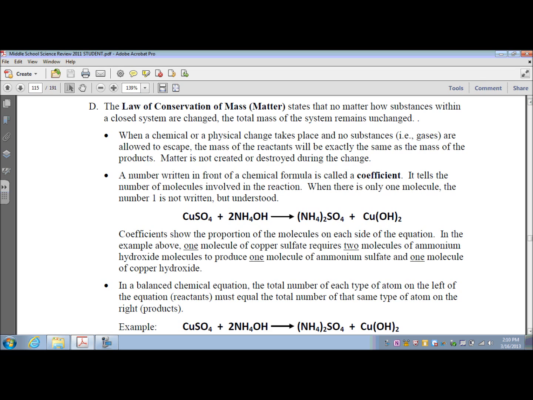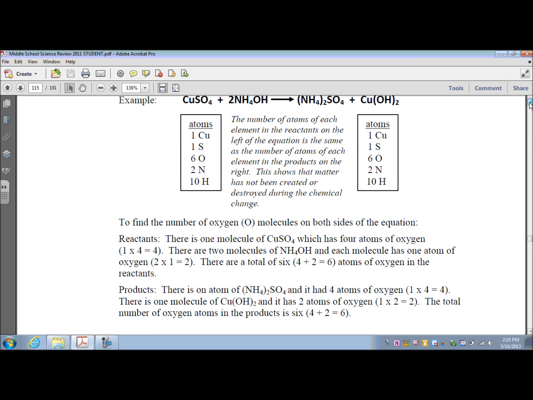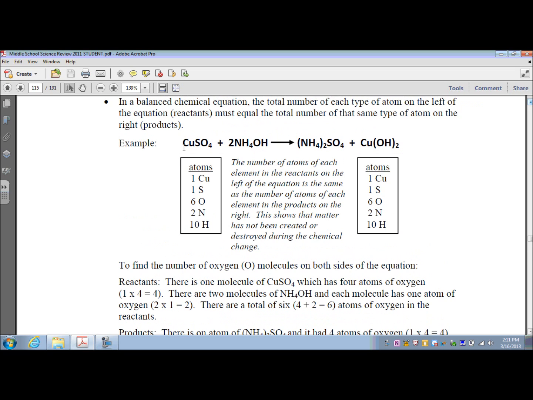In a balanced chemical equation, the total number of each type of atom on the left of the equation, the reactants, must equal the total number of that same type of atom on the right side, the products. So if we look at this example here, and we count the number of atoms, we'll see that we'll have the same amount of each atom on both sides of the equation.